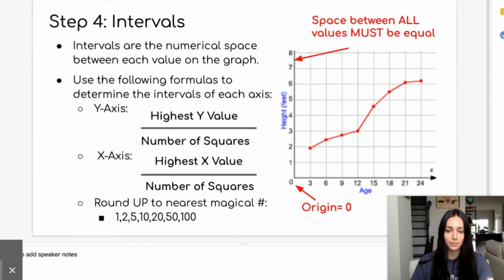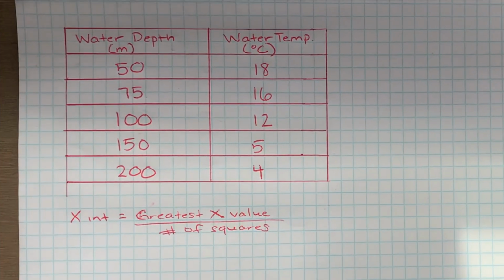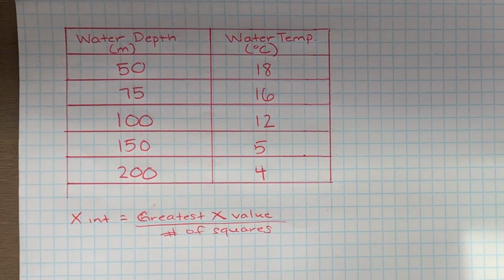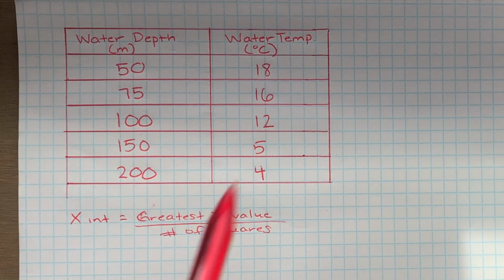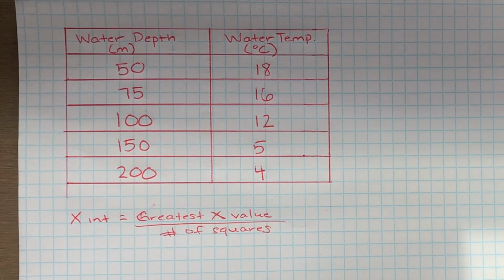Now let's look at an example of calculating our intervals for our data set. So now let's look at our example and find out how to find the most appropriate intervals for both our x and y axis. So here we have our data set. And here we have our graph.